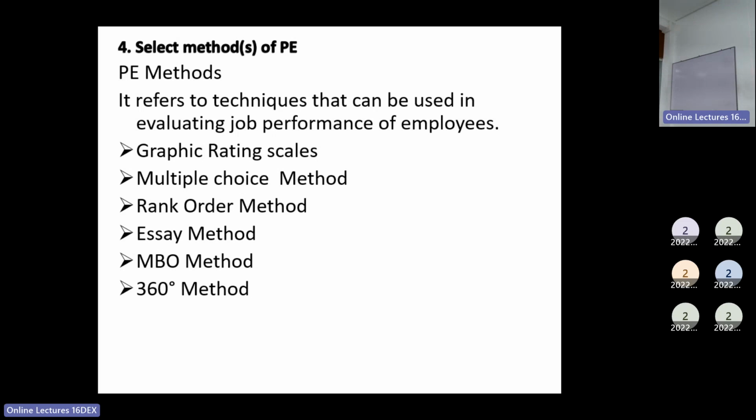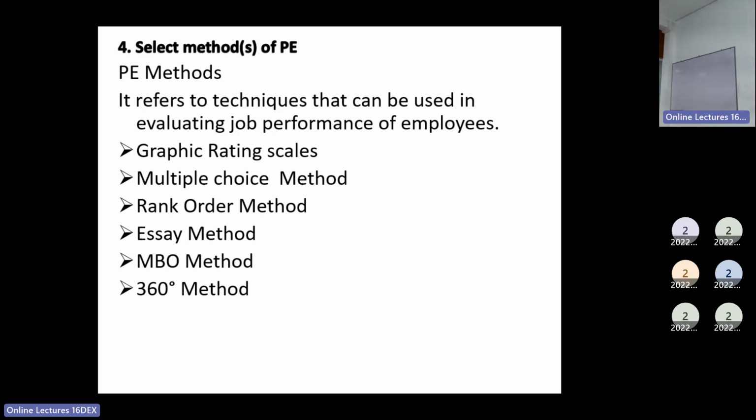There are many methods of performance evaluation. There are some old methods, new methods, sophisticated methods, widely used methods. But we are going to discuss some of the widely used methods. Among them: graphic rating scale, multiple choice method, rank order method, essay method, MBO method, 360-degree method. So these are the commonly used methods of performance evaluation. We may not discuss all of them, but we will try to discuss some of these.